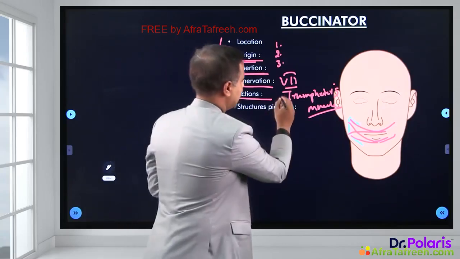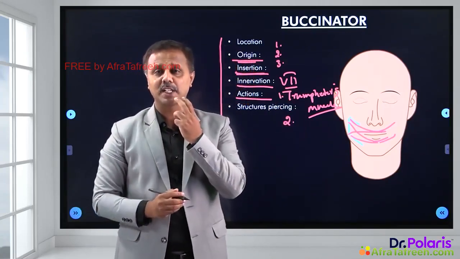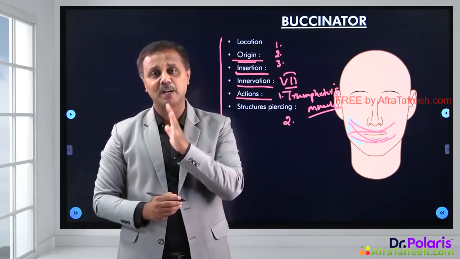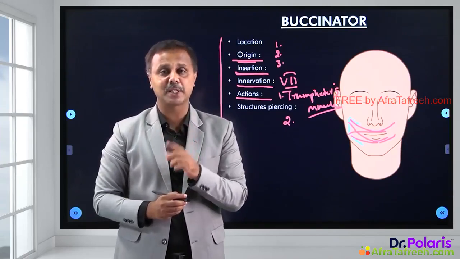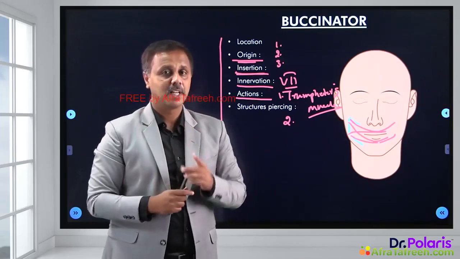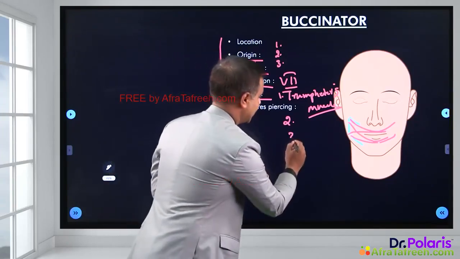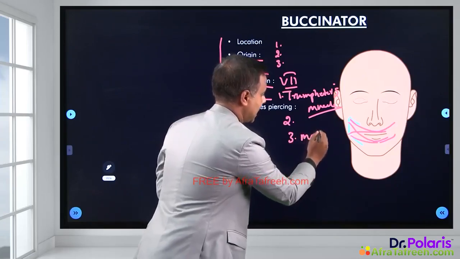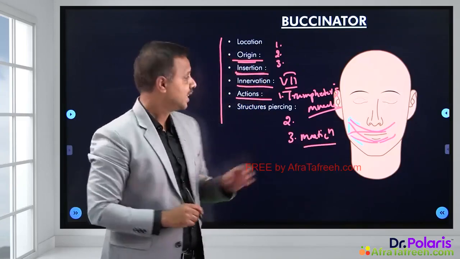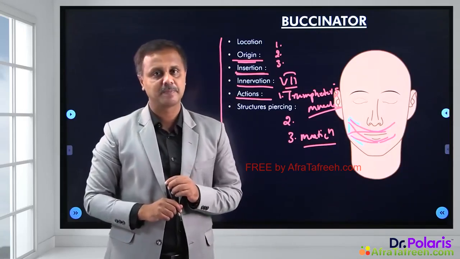The second important action of the buccinator muscle is that it prevents the accumulation of food in the vestibule of the mouth, that is, between the cheek and the gums or the teeth. It helps in clearing the accumulated food. If you remember the session on muscles of mastication, we also said that this acts as an accessory muscle of mastication. So these are the important actions of the buccinator muscle.